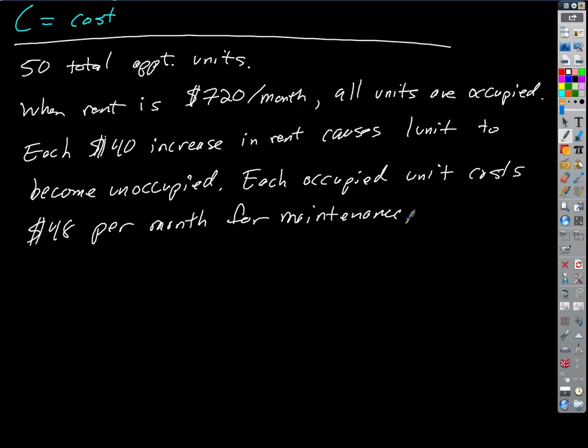So the big question is, what rent do you charge to maximize profit? Because that's our goal, to maximize profit. What are we gonna do about this? $720 per month, all 50 units are occupied. Increase it by $39.99. Well, I guess you're gonna increase it in $40 increments.